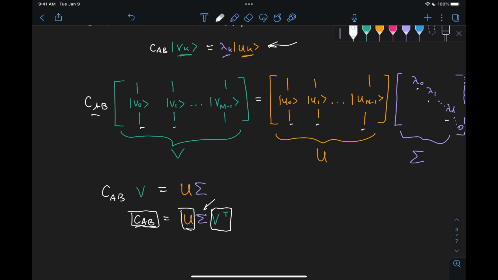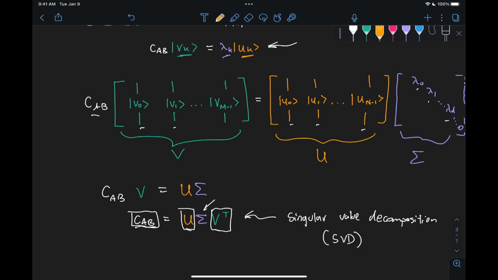Now, the great thing about this is that this representation is actually known as the singular value decomposition, or the SVD of a matrix. And the SVD is great because it's always guaranteed to exist for any matrix. So once we construct our matrix CAB, we can then perform some linear algebra techniques to extract our U matrix, which will have on its columns our U sub k's.